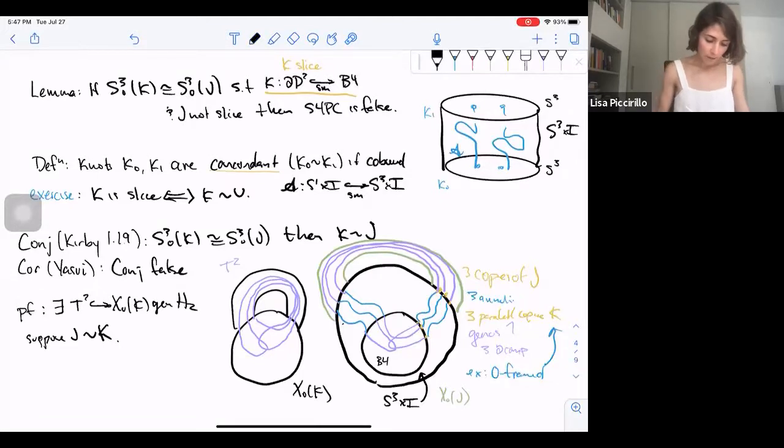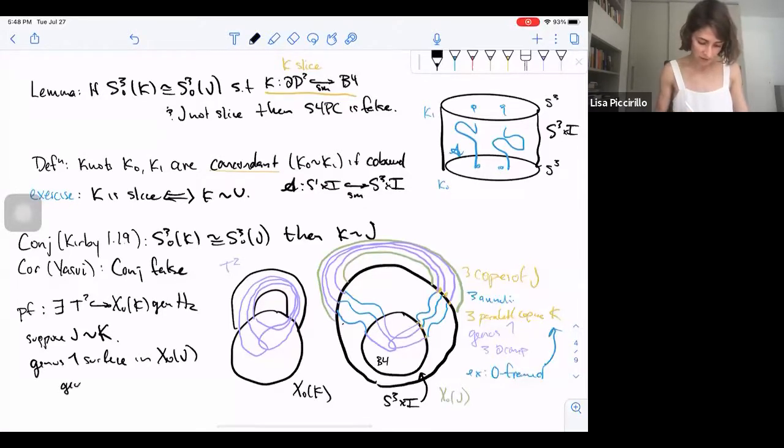So what did we get? We got this genus 1 surface in the 0 trace on J. And it runs the same number of times over the 2 handle as this surface did over here. So that's going to be algebraically once. So it generates H2, and that's a problem. Questions?